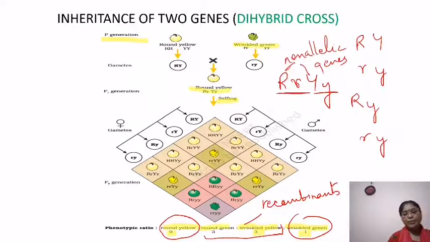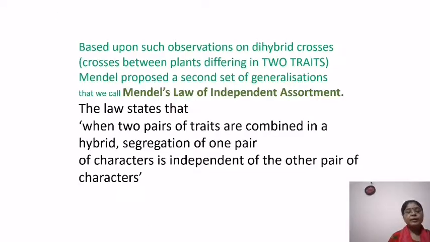So what does independent assortment say? Let's look at it. Mendel then generalized the statement based upon his dihybrid cross, and he called this the law of independent assortment. He said that when two pairs of traits are combined in a hybrid, segregation of one pair of characters is independent of the other pair of characters. I have shown it here on chromosomes also.